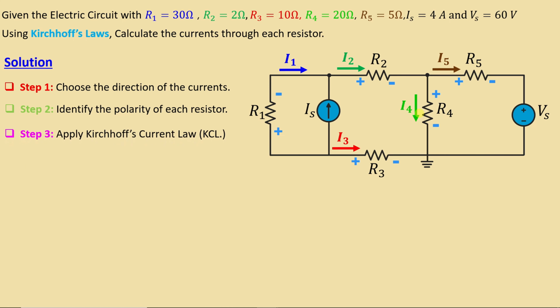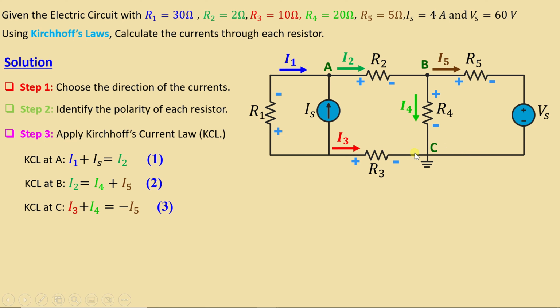We go now to step number 3, which is to apply Kirchhoff's current law, KCL. We can see here at node A that I1 is entering the node, IS is entering the node, and I2 is leaving the node. Then we can write KCL at A: I1 plus IS is equal to I2. We go now to node B. We have I2 entering the node, I4 and I5 leaving the node. Then we can write KCL at B: I2 is equal to I4 plus I5.